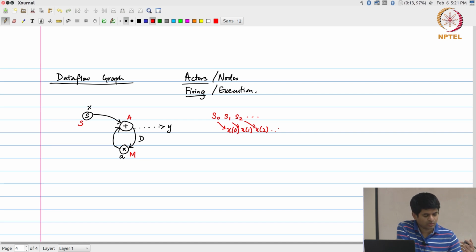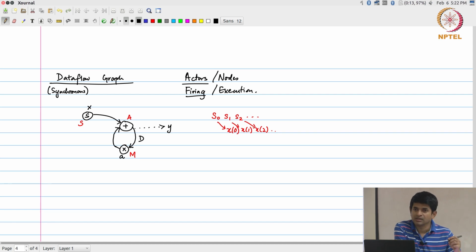Now, how an actor fires when it is ready to fire is determined by the state of its inputs. The basic data flow model, or one of the models, is called synchronous data flow. Essentially what it says is, every actor looks for a certain number of tokens on its inputs, and if it has a sufficient number of tokens, it can fire, consume those tokens and generate something at its output.